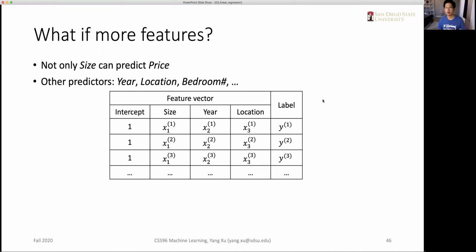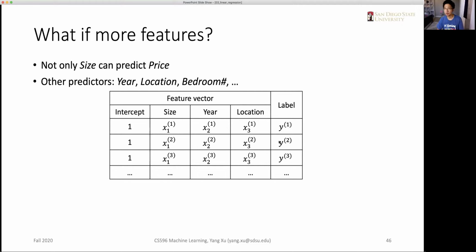Now we are facing a very practical problem. So what if we want to use more features in the linear model? Previously we just included one feature. In this example, we have three features: size, the built year of the house, and the location to predict the price.